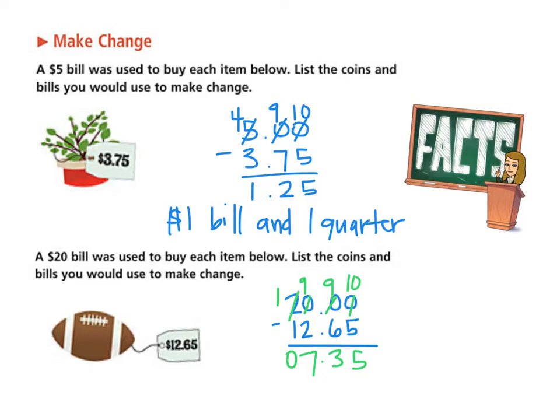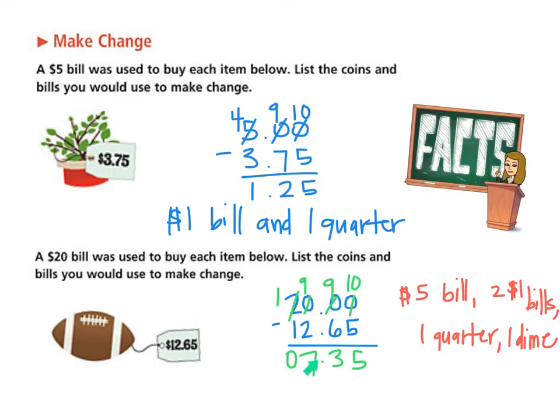So again, you want to try to give your customer the least amount of bills possible. So instead of giving them $7 bills, you would give them one $5 bill. You would give them two $1 bills. And then for the change, you would give them a quarter to make 25 cents and 1 dime to get to 35 cents. So again, you want to give your customer the least amount of change possible that equals your total amount so that they're not fumbling with a million different things in their hands.